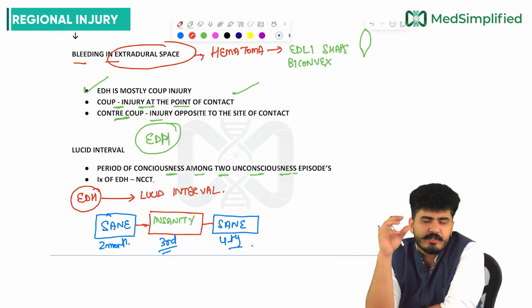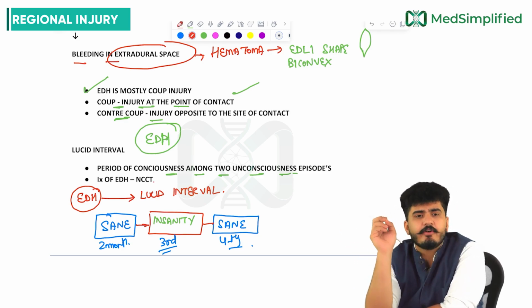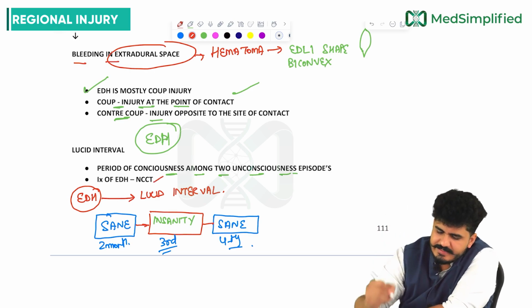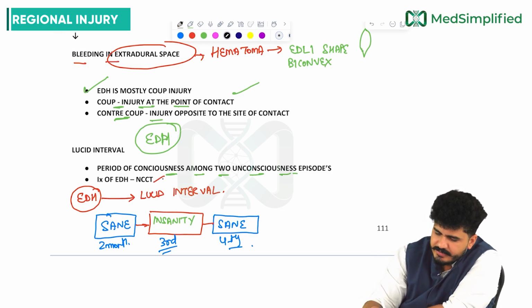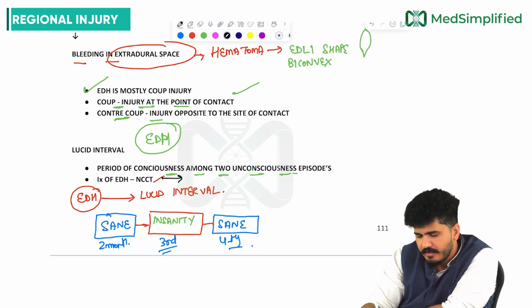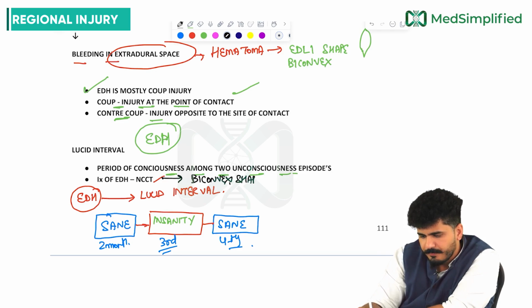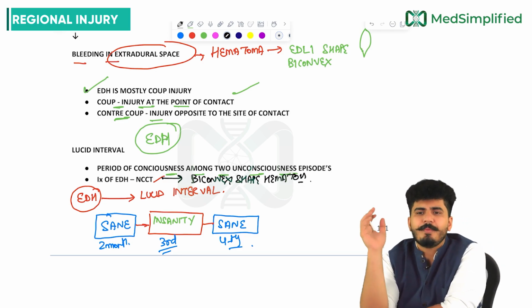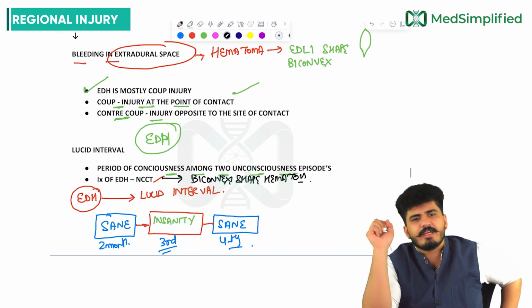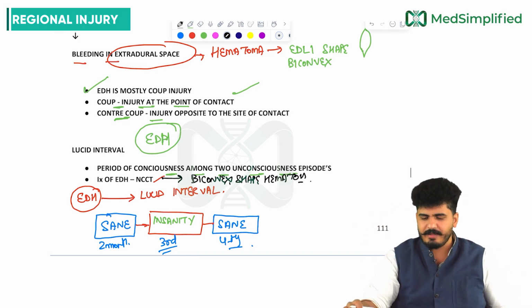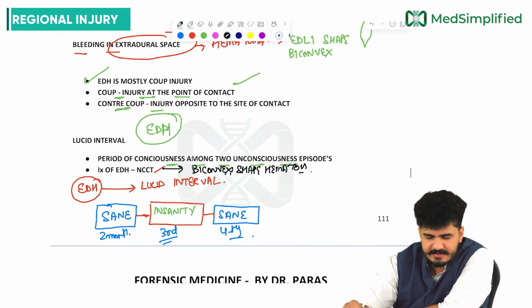In investigation of EDH, for any head trauma, we perform NECT. On NECT, what are we going to see? We are going to see a biconvex shape hematoma. And this is coup injury, meaning injury will happen on the same side of the impact. This is sane, insane and sane.